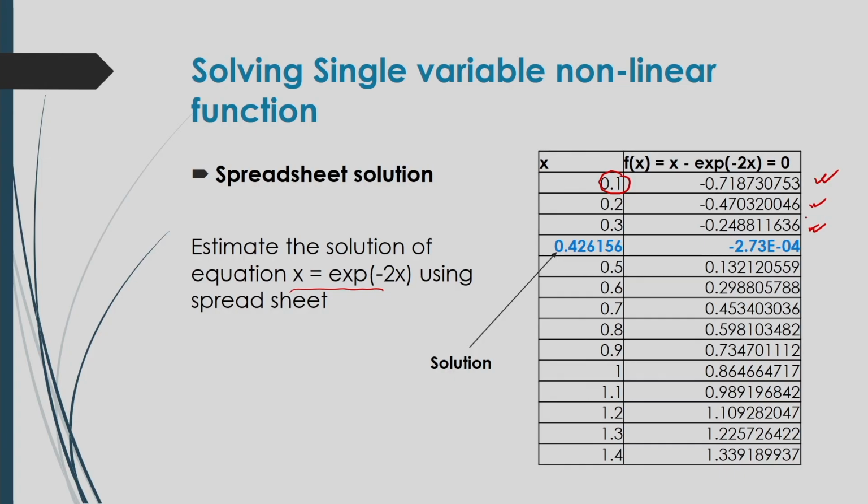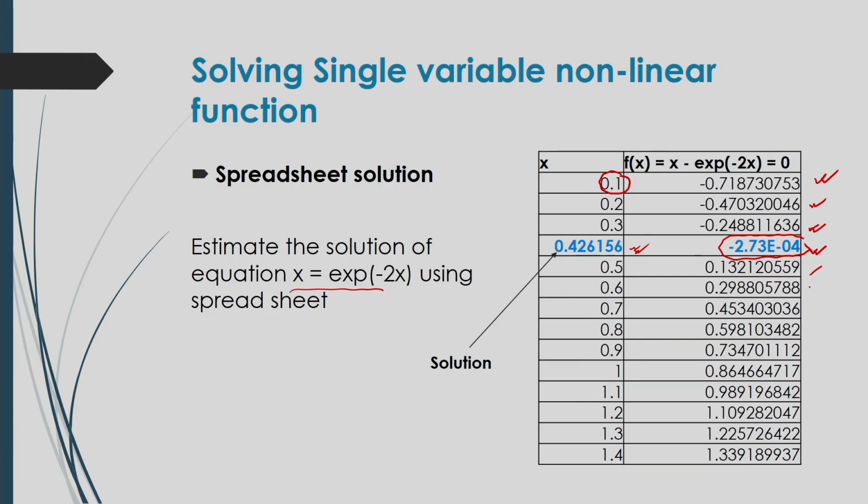Whereas if you keep on increasing the value of x, suppose you assume 0.4 to 6156, you will see that the value of f of x will be minus 2.73 into 10 to the power minus 4. This is very near about 0, you can say. So in this case you are getting this f of x for the corresponding value of x. If you again increase the value of x to 0.5, you will see that this value is increasing again, 0.13 to 120556 here.